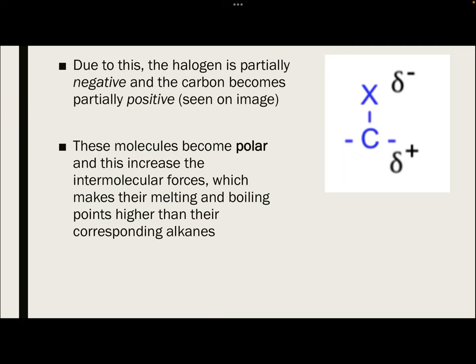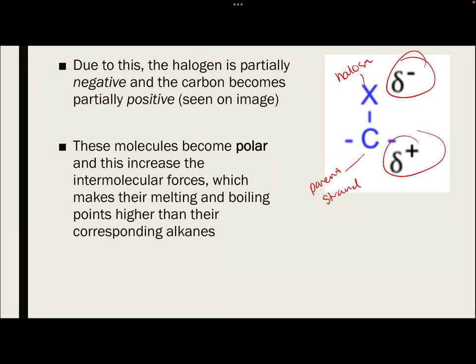Because of the halogen and its bond, the halogen is partially negative, and then the carbon becomes partially positive, and you can see that on the image here. Here the X is our halogen. This is our parent strand. And then we have partially positive and partially negative. The reason it's partially negative is because it's pulling the electrons in the bond, and we know that when we gain electrons, we become more negative.